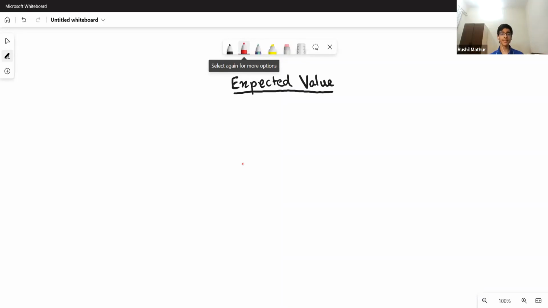Hello people. This class is going to be about expected value, which is, in a very broad sense, basically saying what is the average situation if a lot of possible things could happen. For example, if you're rolling a dice, on average, what is the value that you get? That's somewhat what expected value is.